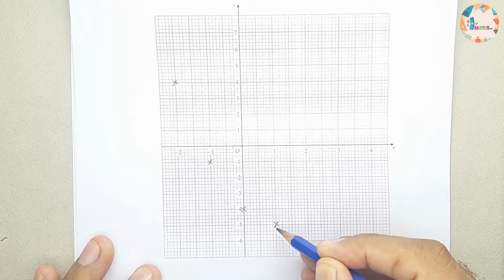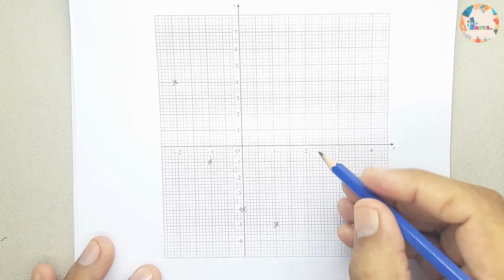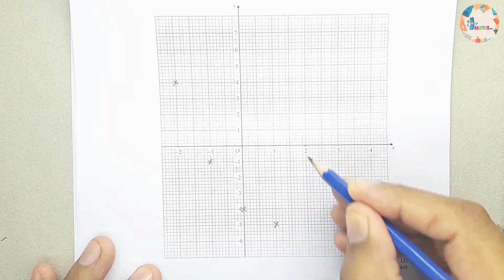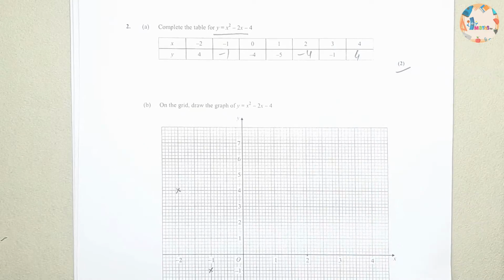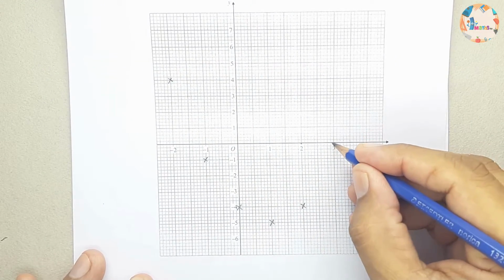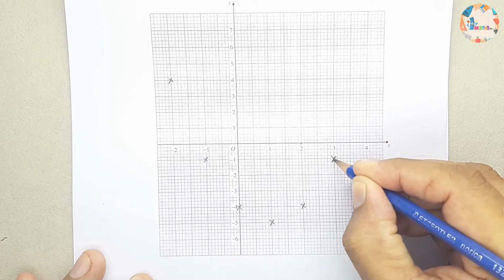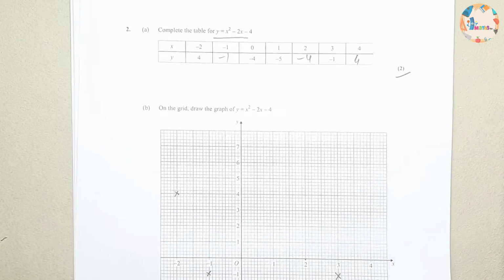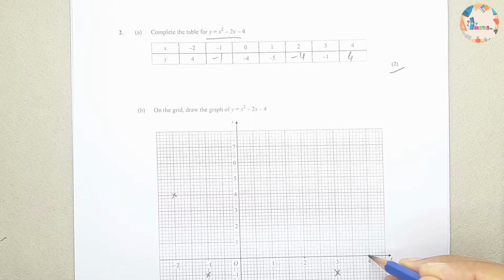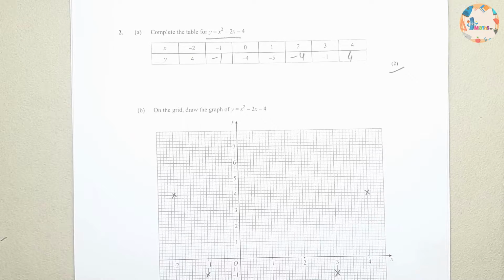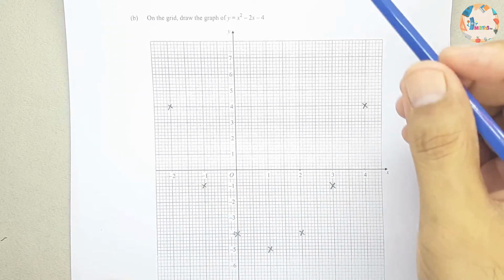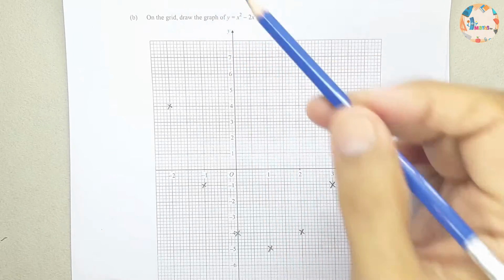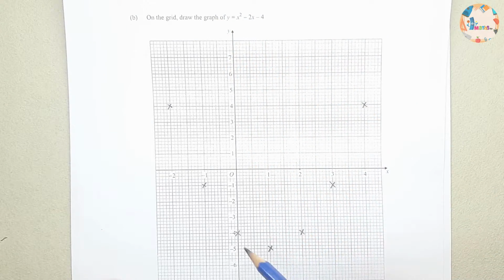Now next point is 2 and minus 4, 2 and minus 4 is this point. And next point is 3 and minus 1, so we can take 3 and minus 1 over here. And next is 4 and 4, so 4 this one and 4 over here. Hopefully you understood. These are the points, and we can check 1 2 3 4 5 6 7 values for the table. We have plotted all the points, nothing missed.